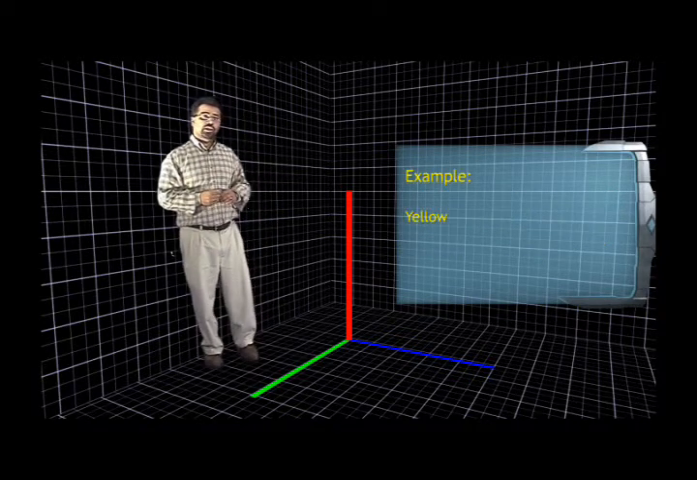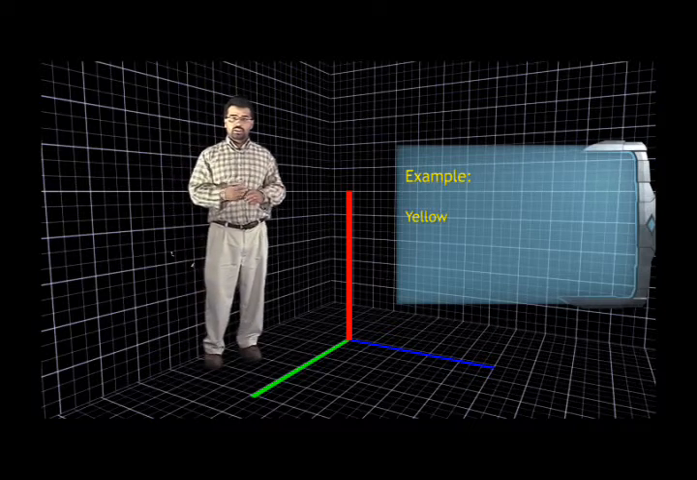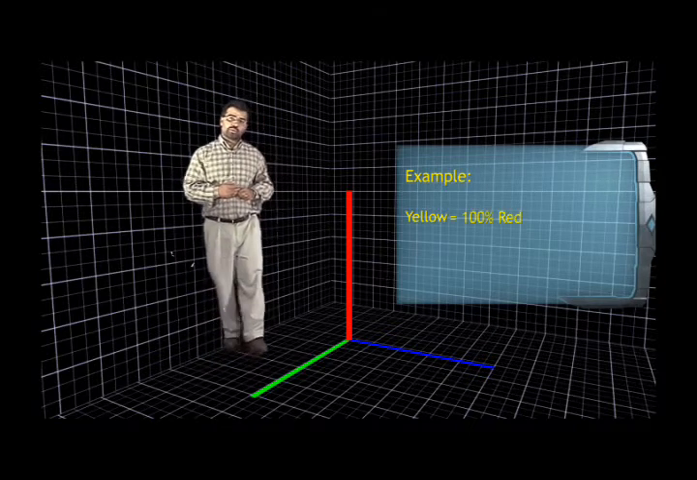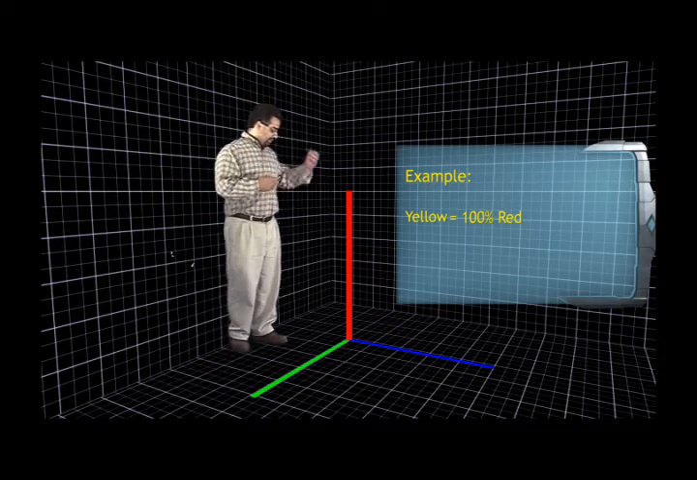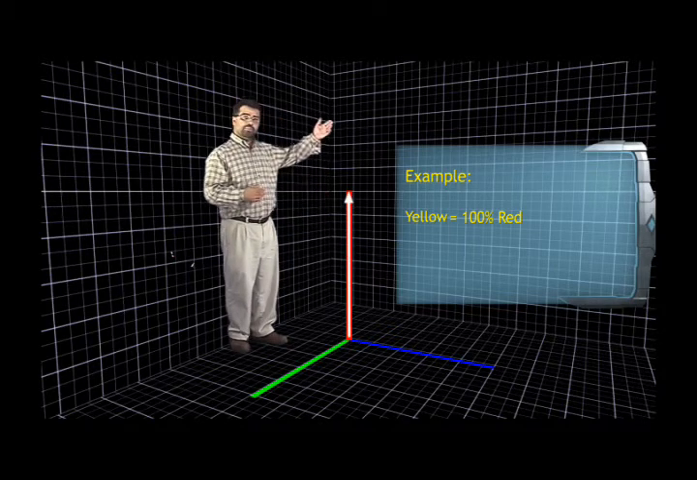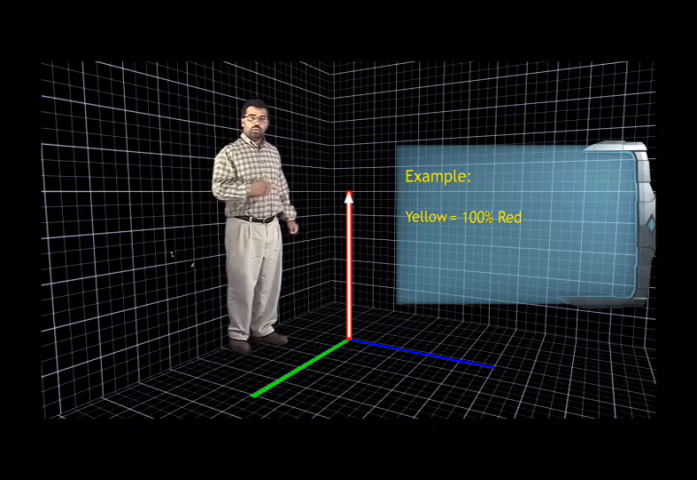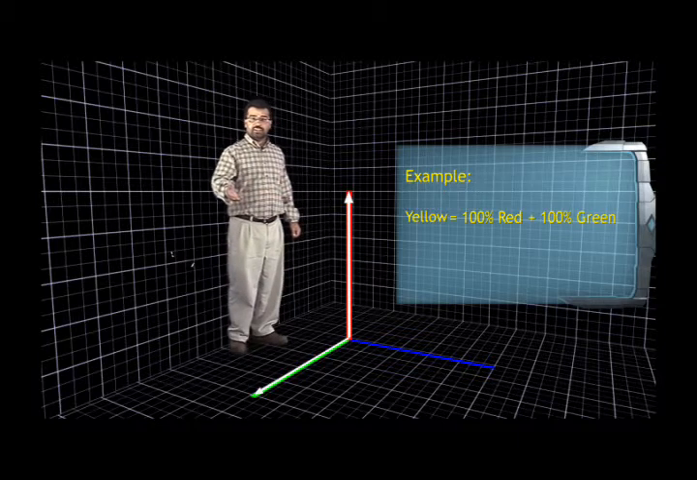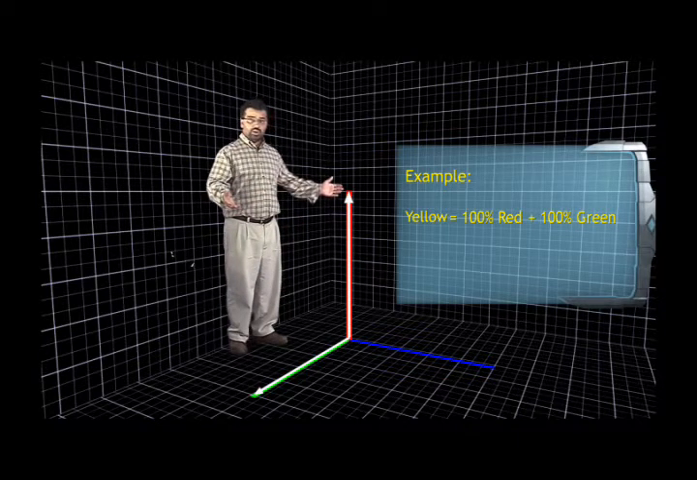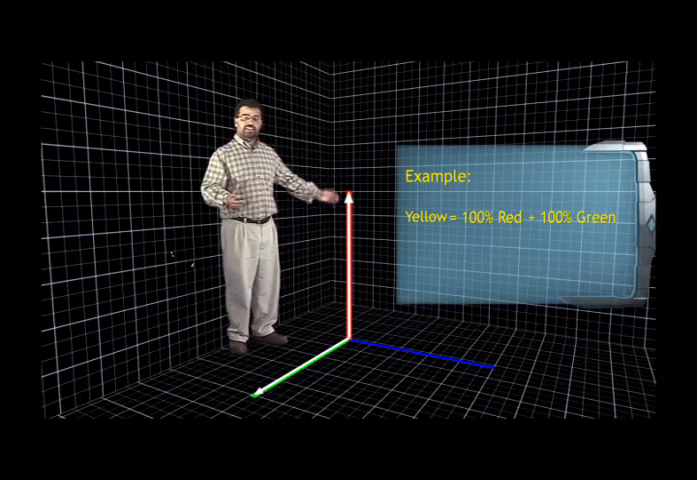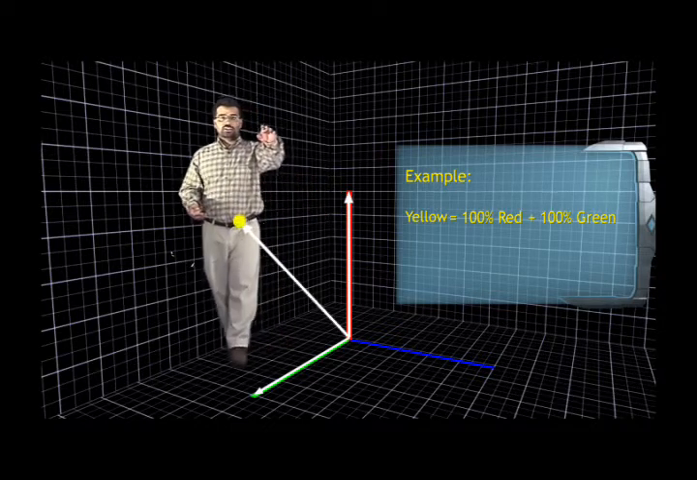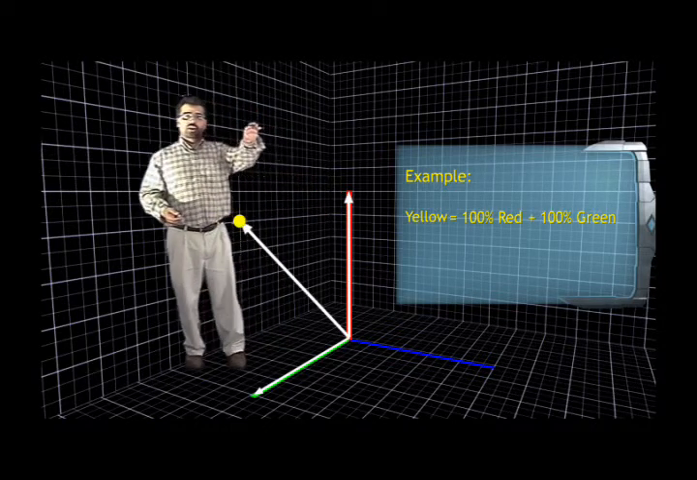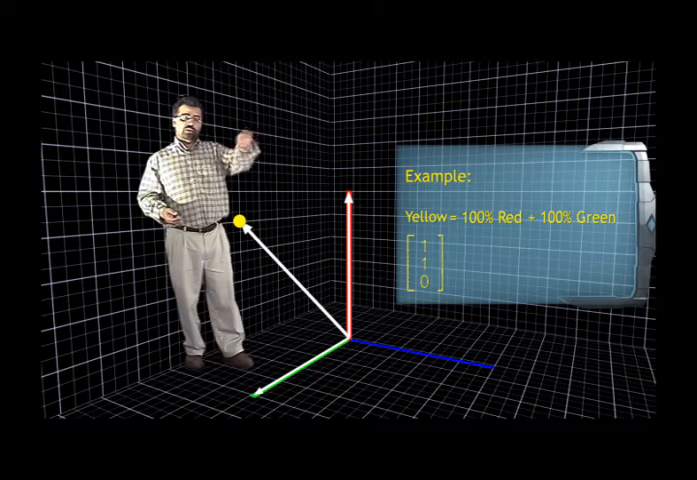For example, if we wanted to designate the color yellow, well, the color yellow is 100% of red, so we would take 100% going up the red axis. We would then take 100% going along the green axis, because the color yellow is red at 100% plus green at 100%. And as you see here, the resultant would take you to the color yellow. So the coordinates of the color yellow would be 1, 1, 0.